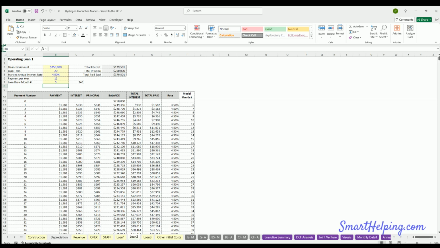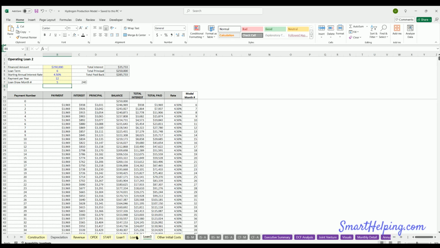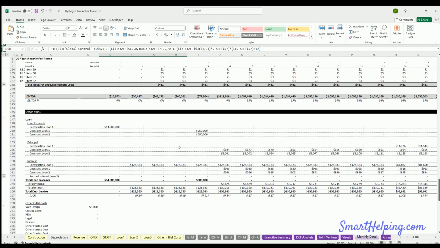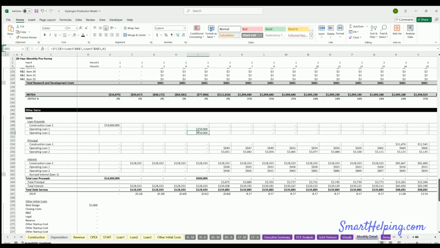You've also got two other loans. These might be for equipment or just working capital or what have you, and these are more simplistic, where you just have an amount, the loan term, and interest rate. Payment for a year should always be 12, and the draw month. So this loan could happen in, here we have it in month 5, so you can see on the monthly detail in month 5 we have both of those loans happening, and then the next month you've got principal and interest.